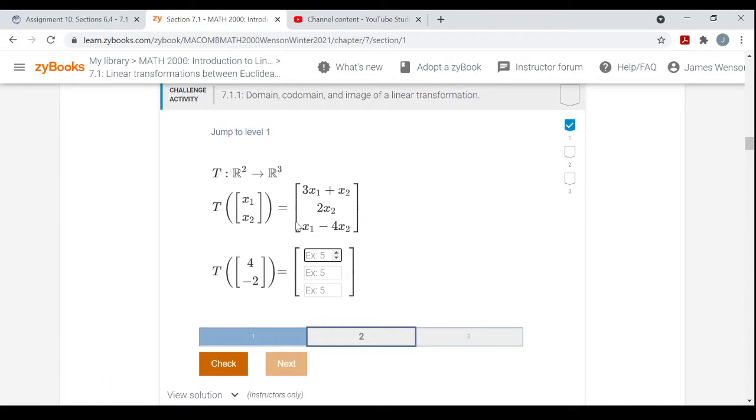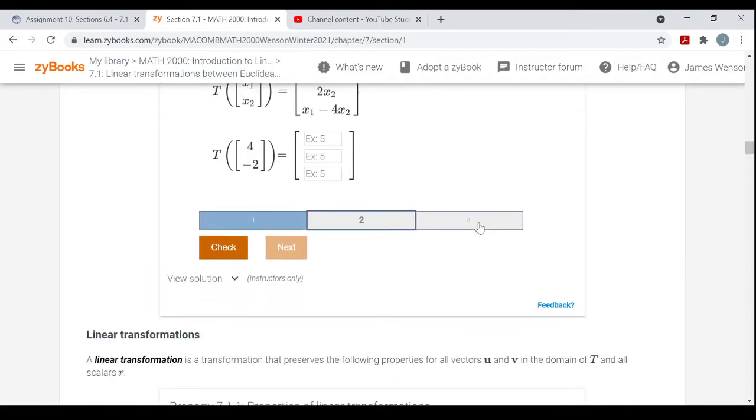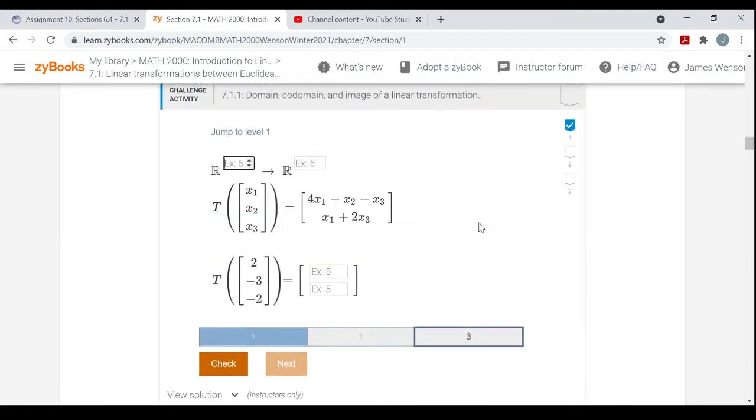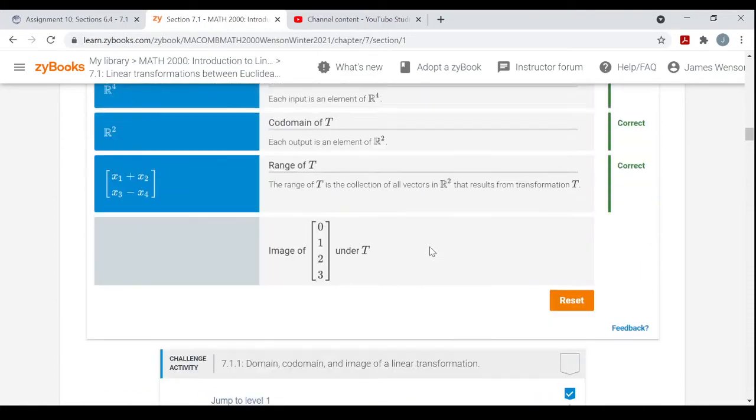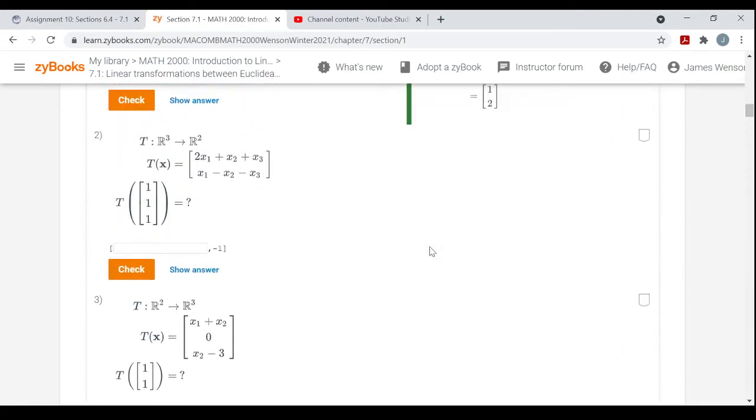Here, you're given the rule. You're given an input. What's the output? So replace x1 with 4, x2 with negative 2 over here. You get your 3 components. And pretty easy. And same here, but you have to fill in what's the domain dimension, what's the codomain dimension, and then when you plug in this vector, what's the output vector? Very simple.